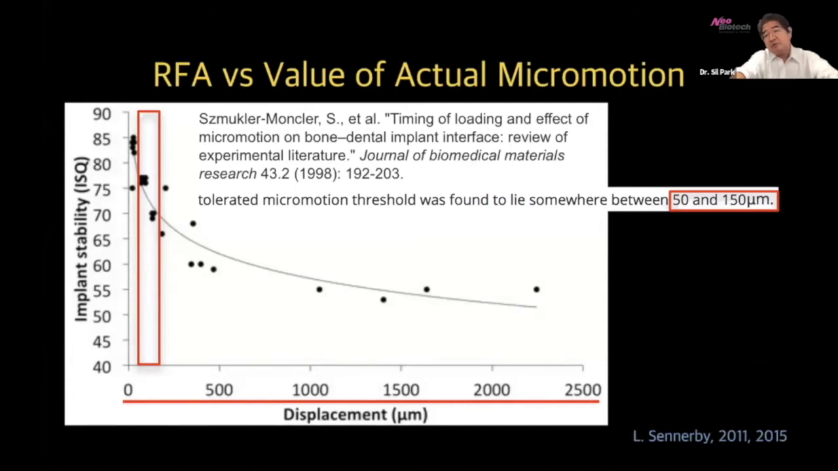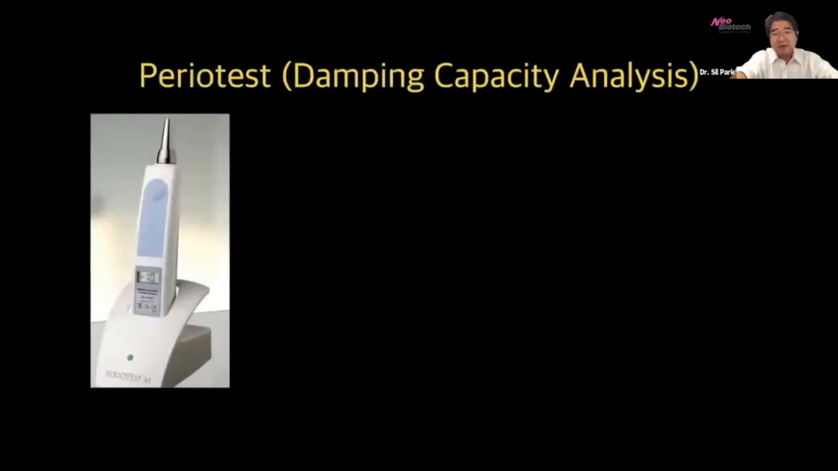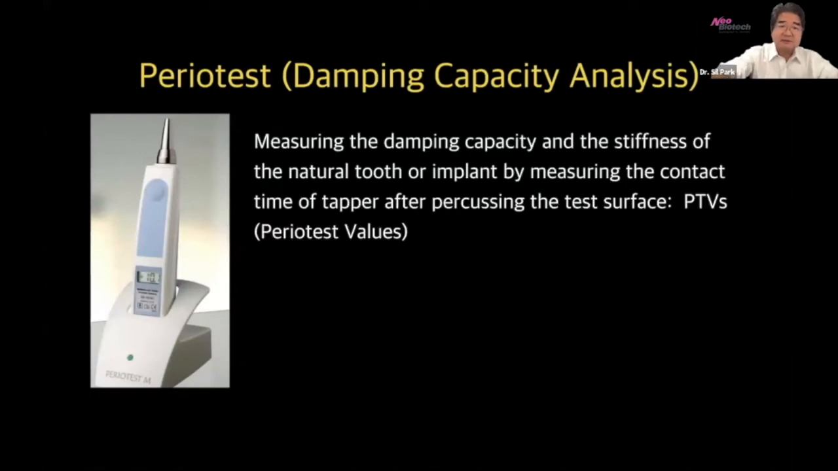So whenever those companies use their article, I'm not saying the article is wrong, but we have to be careful about how we interpret it. In this case, there is not a really clear relation between displacement and implant stability, as you can see here. Now, let's talk about the Periotest, damping capacity analysis.